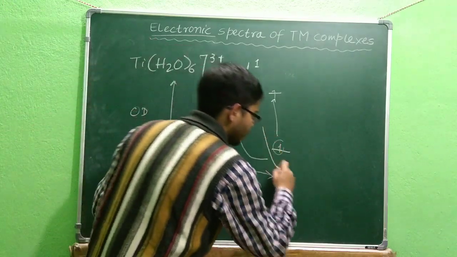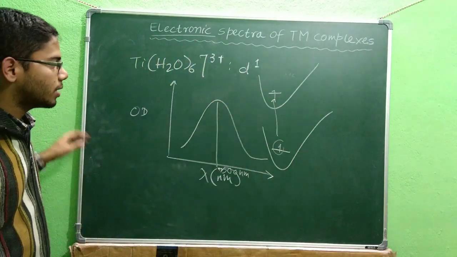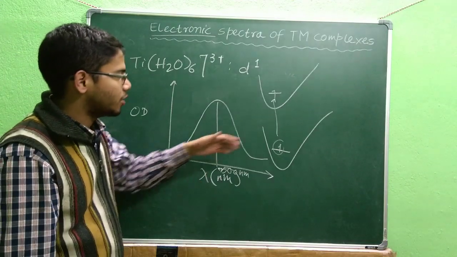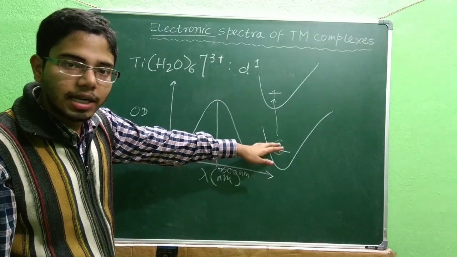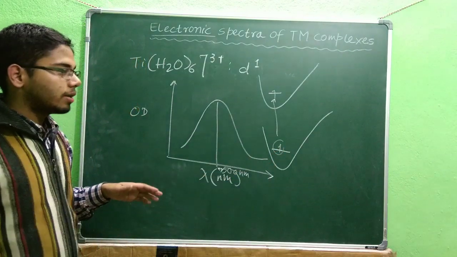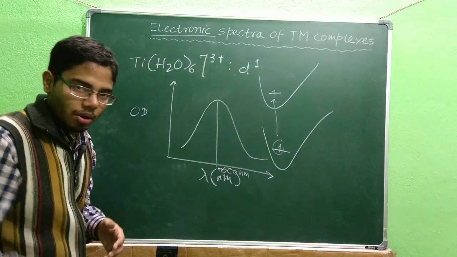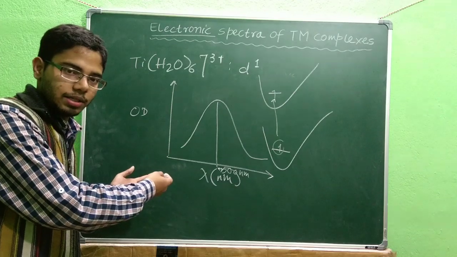If you actually plot, you can plot like this and show the transition like this. But for the sake of clarity, this is basically an electronic transition, right? Electronic transition means the electron will transit from the ground state to the first excited state, and that is giving rise to the spectra.